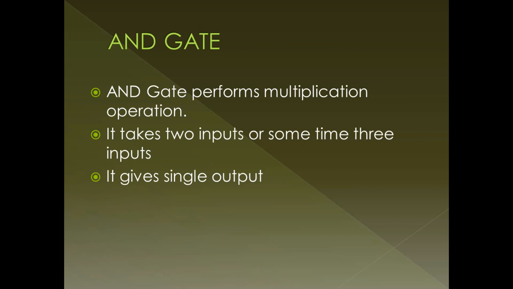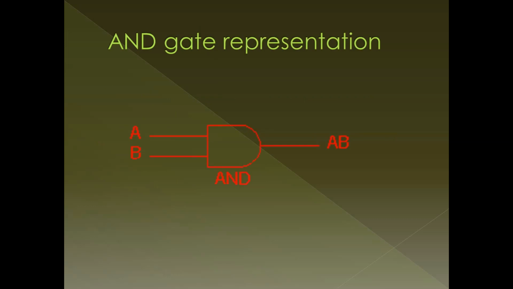Now, number one, AND gate. AND gate performs the multiplication operation. For an example, we take an AND gate with two inputs. This two input AND gate will give a single output. The same way, an AND gate can also be with three inputs. A three input AND gate also gives a single output. Now, for an example, we'll see the two input AND gate.